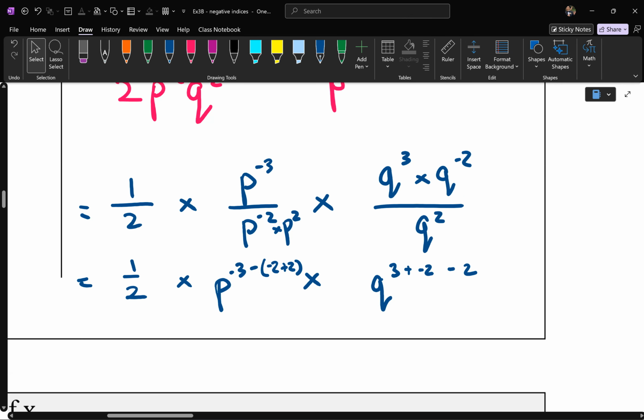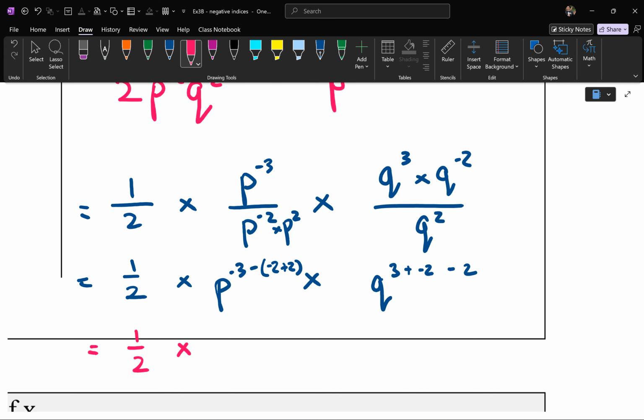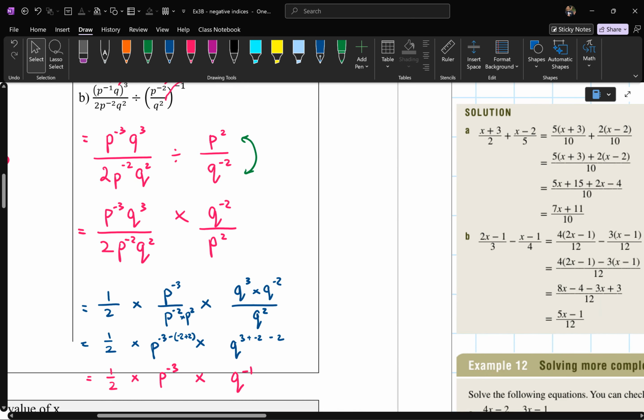If you do all of that in one step there, you should get half times negative 3, take away, now that's 0, so it's just negative 3 here, so p^-3 times q. 3 take away 2 is 1. 1 take away 2 is negative 1. Okay? And just showing you sort of the thinking that I'm doing there.